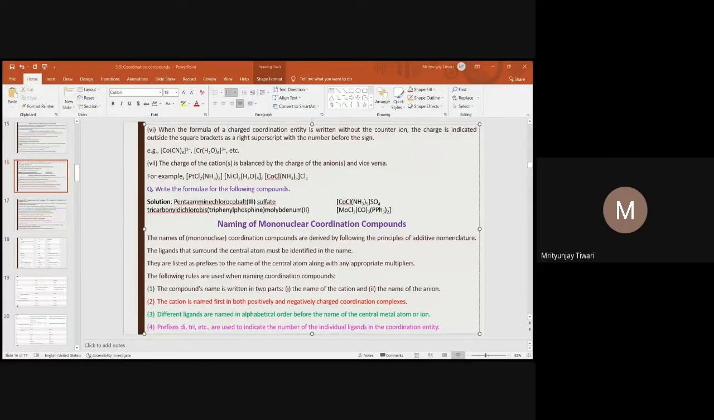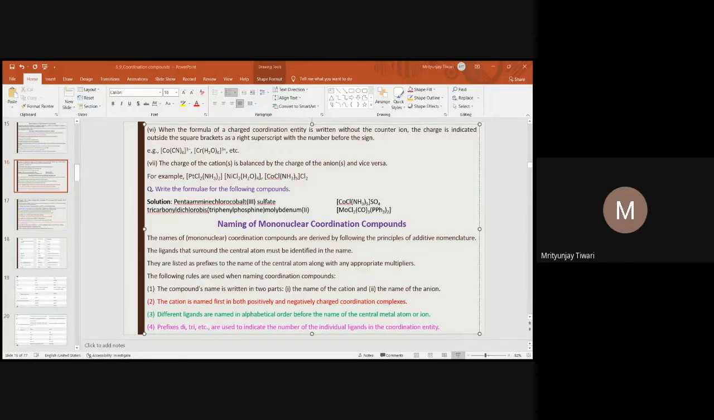The example we have seen here: Cl twice is dichlorido, the chlorido and the numerical prefix di. CN five times is pentacyanido, and so on. This is how we use the numerical prefixes.